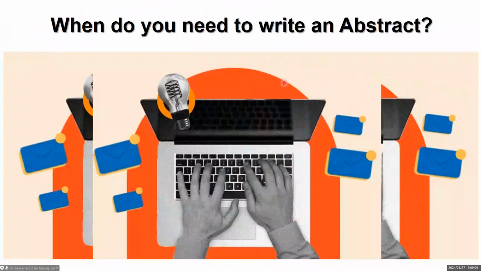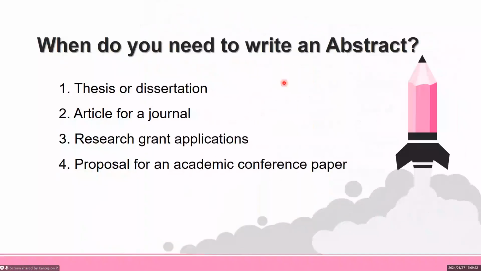Then the next part: when do you need to write an abstract? Very good question. The previous question was why do we need one, then when should we write it? The first thing is a thesis or dissertation, as maybe you need to graduate. Or maybe you need to write an article for a journal. You want to publish your work, so you need to write an abstract.